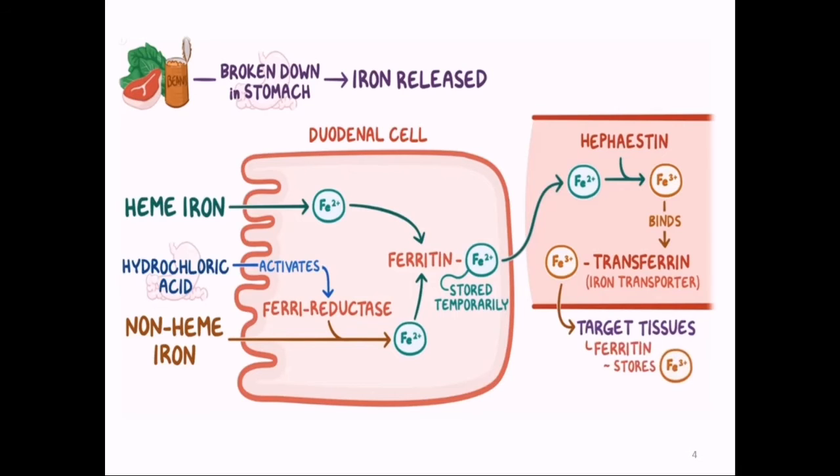which live up to their name by reducing non-heme iron to ferrous molecules. Ferrous molecules then bind to a protein in the duodenum cell called ferritin, which temporarily stores the iron, and when iron is needed in the body, some ferrous molecules are released from ferritin and transported into the blood, where enzymes convert them back to the ferric state. Ferric molecules then bind to transferrin, a protein that carries iron to various target tissues and releases it. The ferric iron enters various tissue cells, where more ferritin can store it for future use.